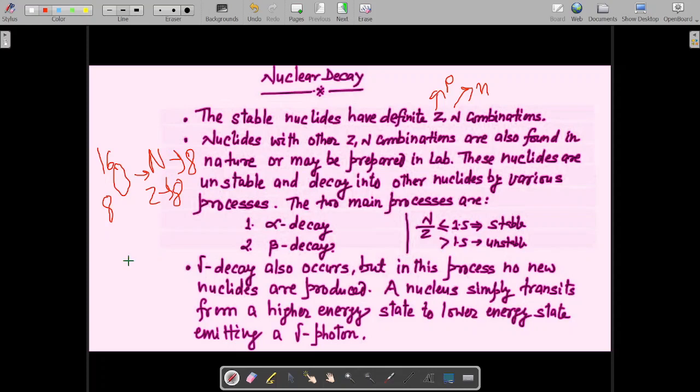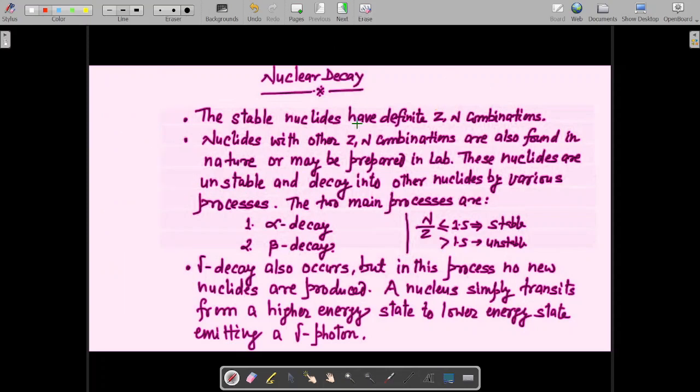Then another combination is O-17, and in this case Z is 8 and N is 9. Then we have one more combination of Z and N, which is O-15. In this case Z is 8 and N is 7. You have clearly seen this.